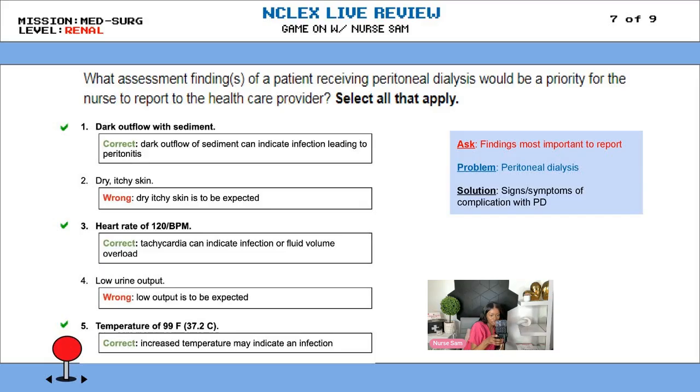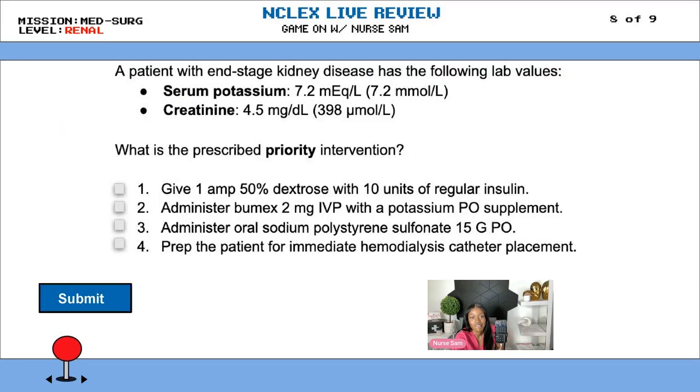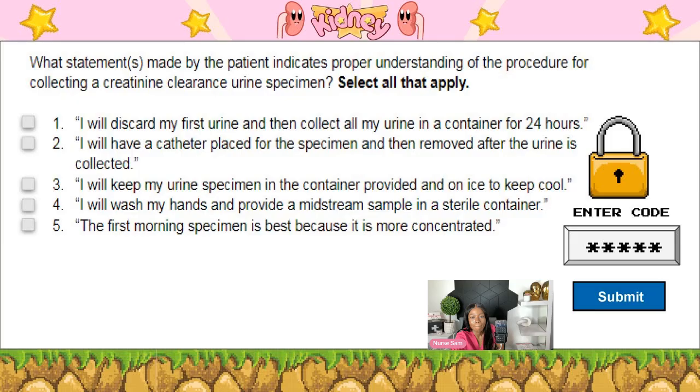All right. All right, let's get to the next question. Great job, guys. All right, this is our bonus or boss level question within our renal level.